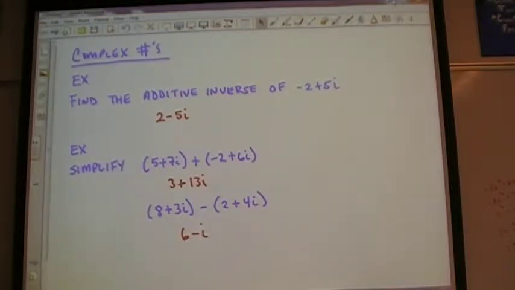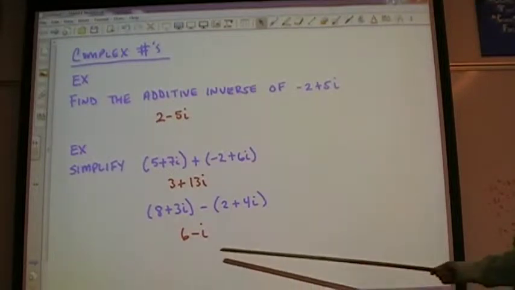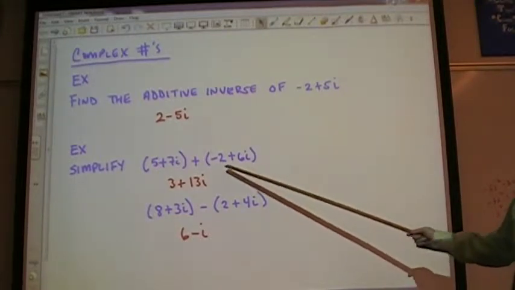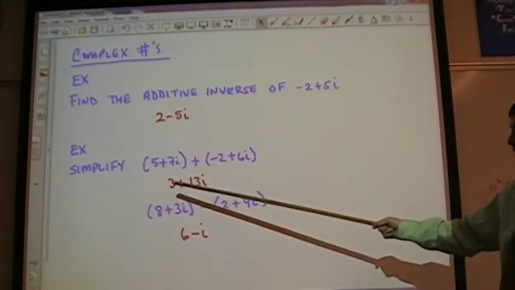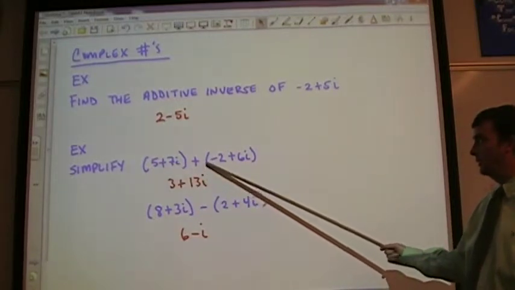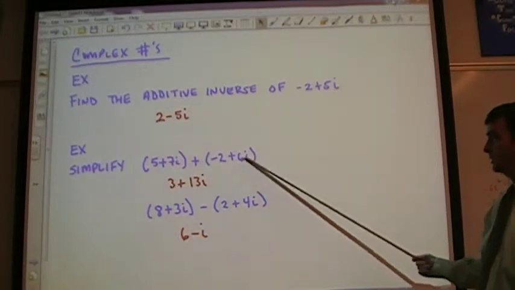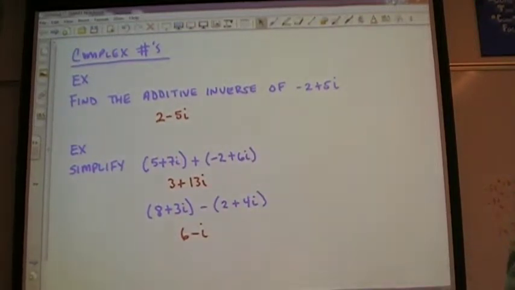You're simplifying, you're adding and subtracting two complex numbers. First step is to get rid of parentheses and then just combine like terms. So in this first one, you can pretty much just take the parentheses out of it. It's just an addition problem. So when I combine 5 plus -2, I end up with 3. When I combine 7i plus 6i, I end up with 13i. Make sure you write your answer in standard form, a plus bi.